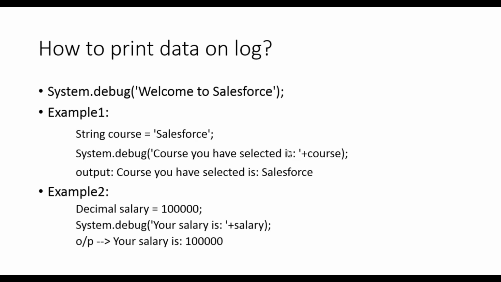Course you have selected. Then I want to concatenate the value stored in the course variable. Whatever value is there in the course variable, I want to concatenate it with the course you have selected. In that case, just use the plus symbol along with the variable name course. So in the log, course you have selected as Salesforce will be printed. If you are changing the value in course, that will be reflected here whenever you are trying to show this in a log.